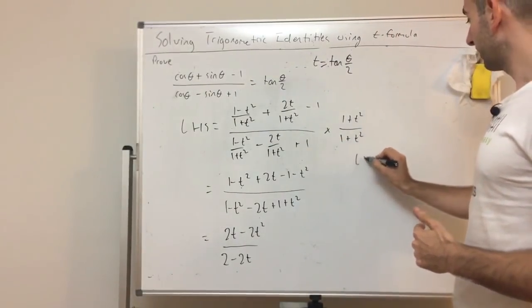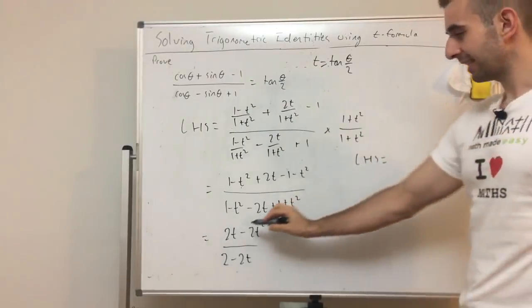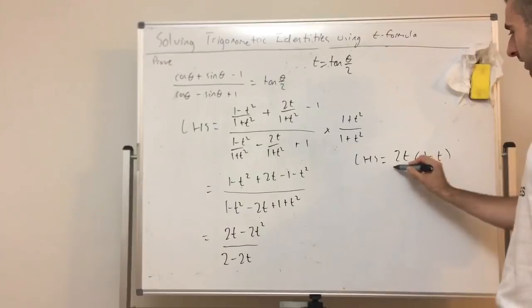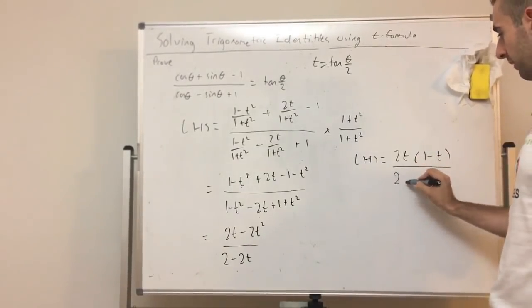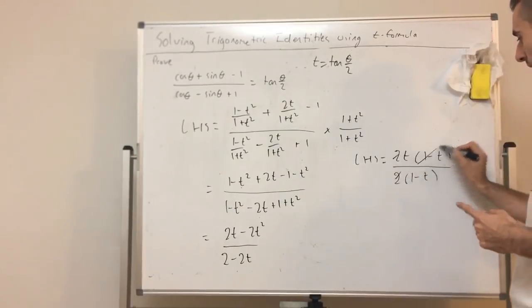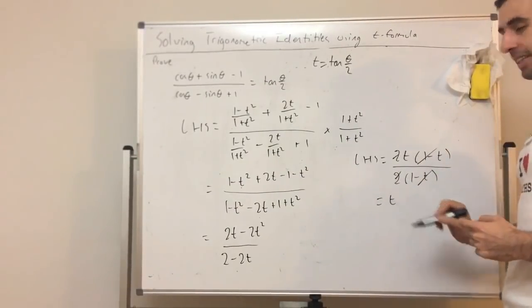So I'll just write it up here, LHS. So here I can take a 2t out. So that's 1 minus t over. And I can take a 2 out of the bottom, 1 minus t. So look what cancels. 2's, 1 minus t's, and I'm left with t.